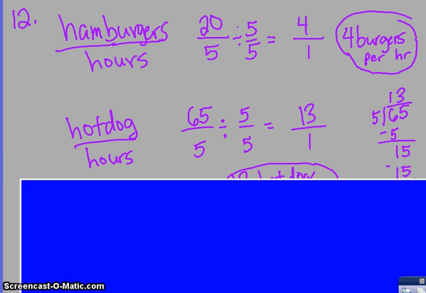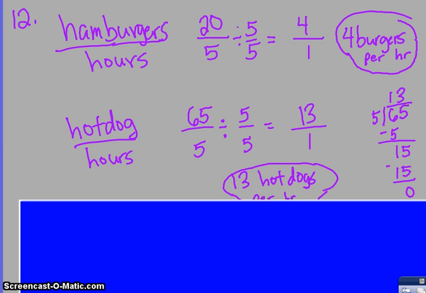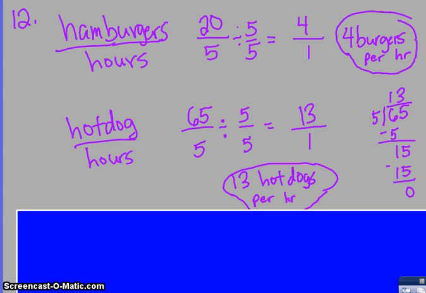Same thing with hot dogs. We're comparing hot dogs to hours. And from the table, they sold 65 hot dogs in 5 hours. We want to find the unit rate. So we're looking for how many were sold in 1 hour. So we're going to divide by 5 on the bottom and the top again. And we're going to get 13. There's my work. So in 1 hour, they sold 13 hot dogs.